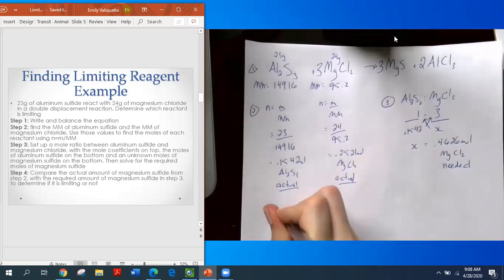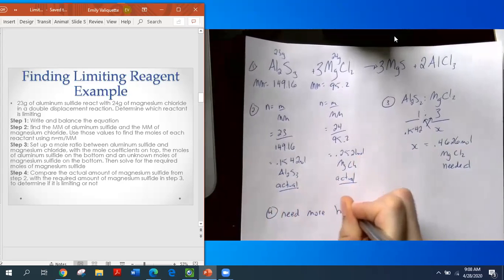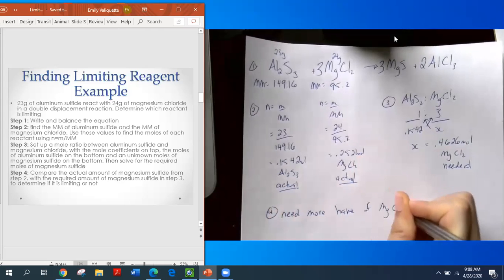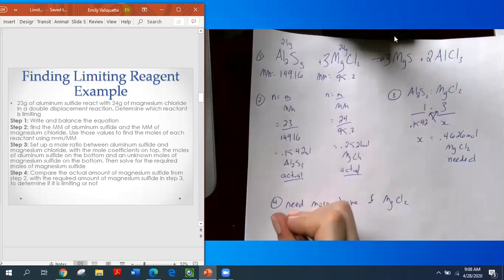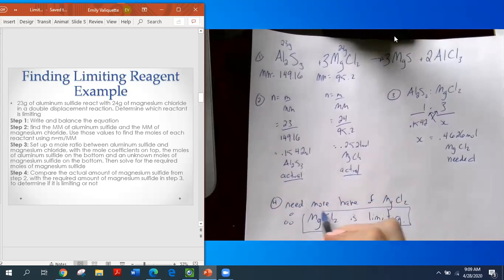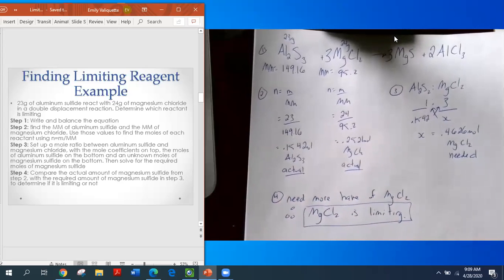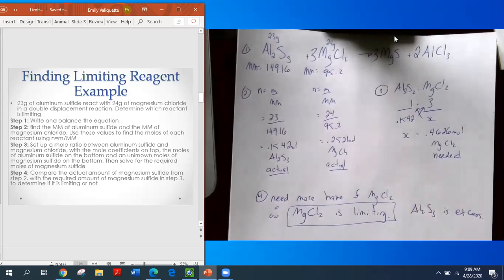So because I need more than I have of the magnesium chloride, that means I don't have enough. Therefore, magnesium chloride is limiting, which also means that my aluminum sulfide is the excess reagent. Okay.